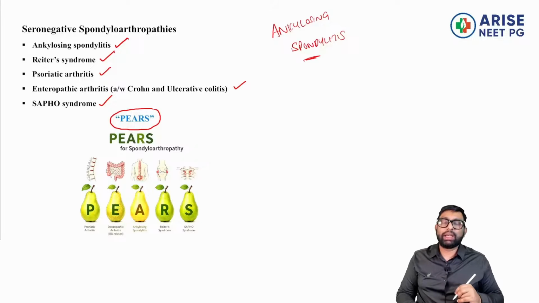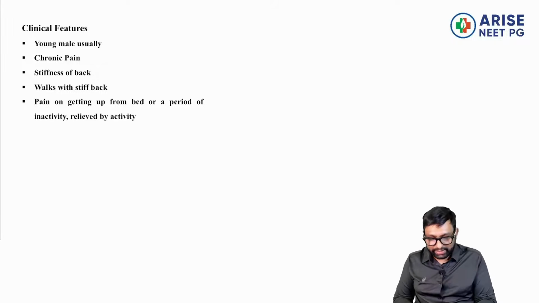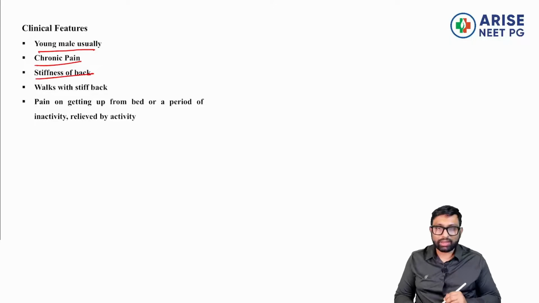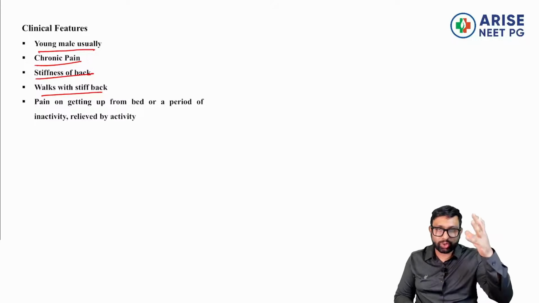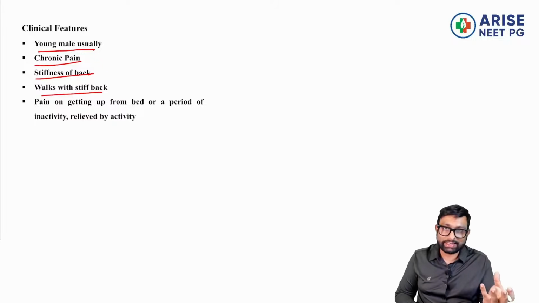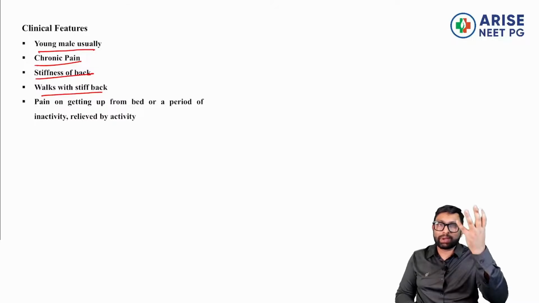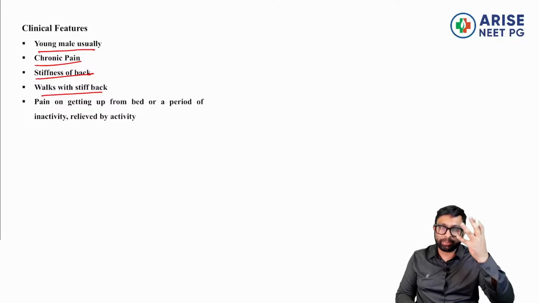Ankylosing spondylitis is a condition where we end up getting these kind of symptoms. So a patient with ankylosing spondylitis will have a presentation like this. There will be a young male, he will have chronic pain, he will have stiffness of the back, and he walks with a stiff back because his whole spine is fused. What happens in ankylosing spondylitis is enthesitis, which results in the whole spine fusing into one. It starts at the SI joint and then goes into the lumbar and rest of the axial skeleton. So mainly axial skeleton involvement, SI joint is more commonly involved.